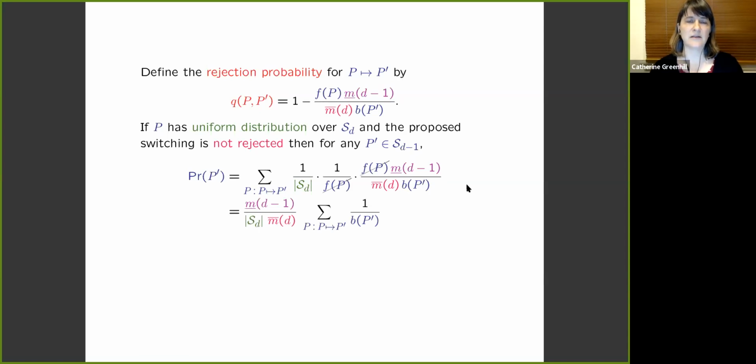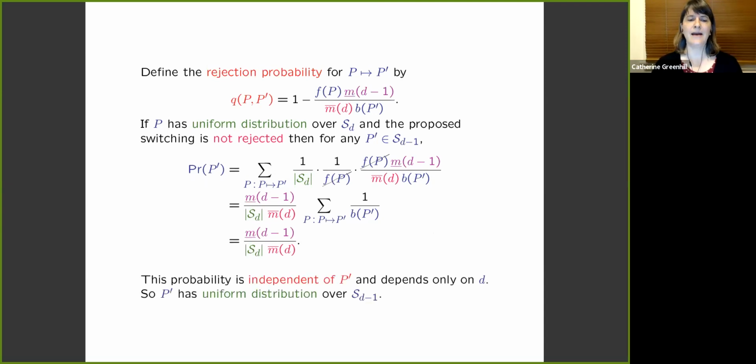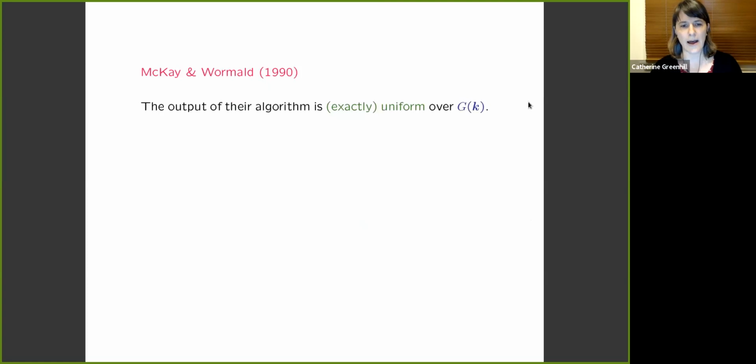And so you can see we get some nice cancellation. Some factors can be taken out to the front of the sum. And now we're summing over the in neighborhood of P prime 1 over its in degree. So this remaining sum is simply equal to 1. That's why we chose the rejection probability that way, because the probability that we see P prime is completely independent of P prime, which means that conditioned on not rejecting that proposed switch, we have got the uniform distribution at the next step. Okay, so this is how the McKay-Wormald algorithm works and why the output at the end is exactly uniform over the target set.